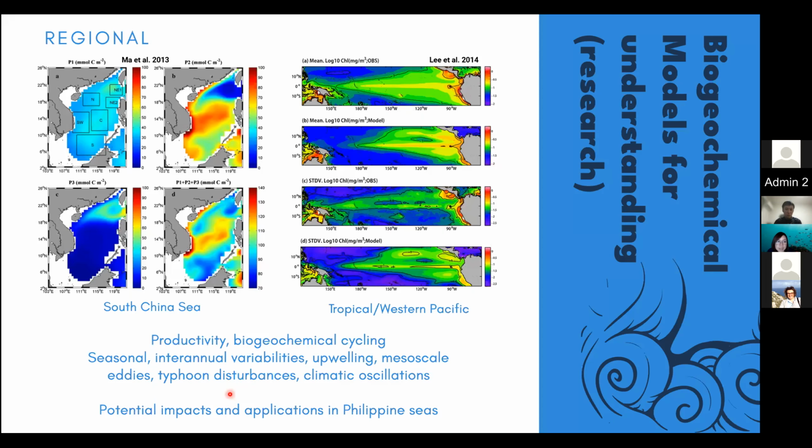I'll now provide examples of efforts towards biogeochemical modeling for research purposes at the regional and local scales. At the regional level, there are a variety of studies that have used models to better understand the South China Sea region to the west of the Philippines. Similarly, different studies have modeled the tropical and Western Pacific region to our east. These have typically focused on productivity and biogeochemical cycles as impacted by seasonal and interannual variabilities, and also impacts of upwelling processes, mesoscale eddies, typhoon disturbances, and climate oscillations such as, of course, ENSO.